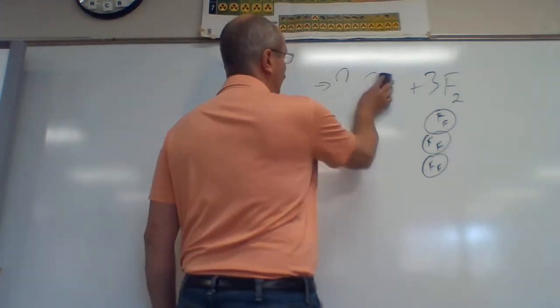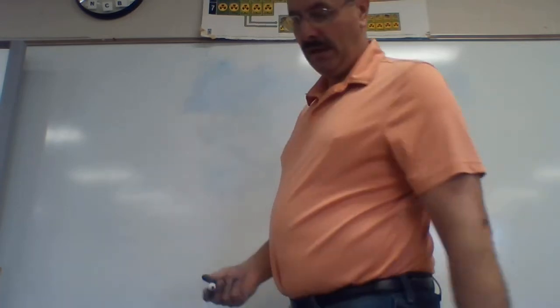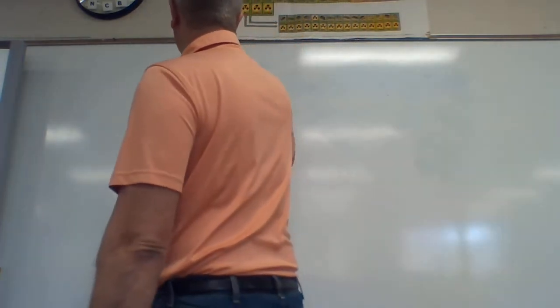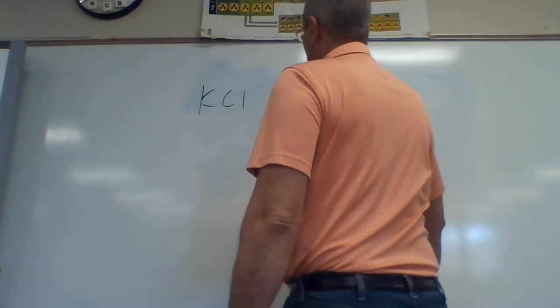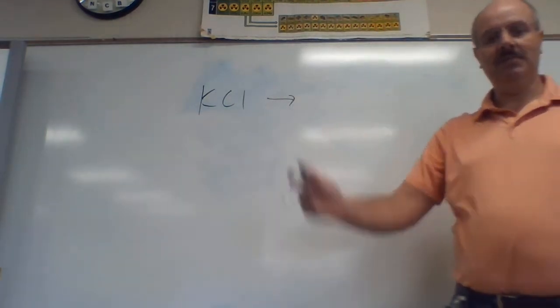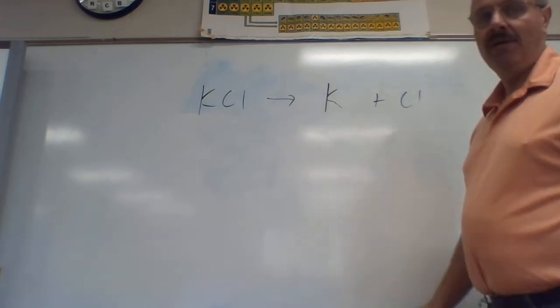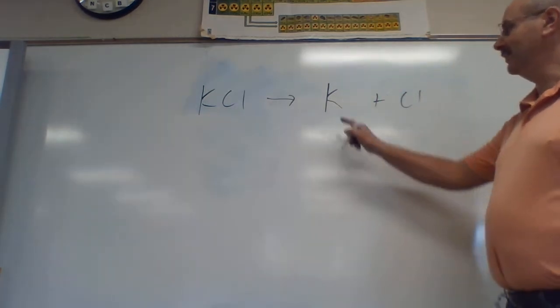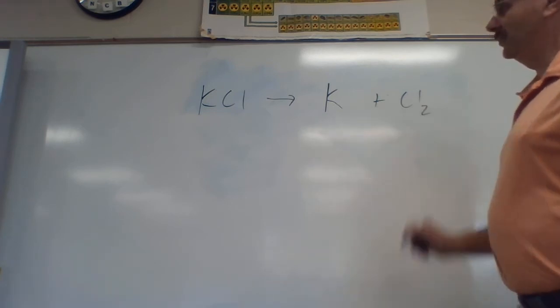There goes my nice clean board I just made. All right, the other one, we got KCl. Oops, not plus. And that's going to form, because this is decomposition, bring them across, tear them apart. So I get K plus Cl. I identify whether either one of them is diatomic. Is K diatomic? No. Is Cl diatomic? Yes. So I got to put a 2.